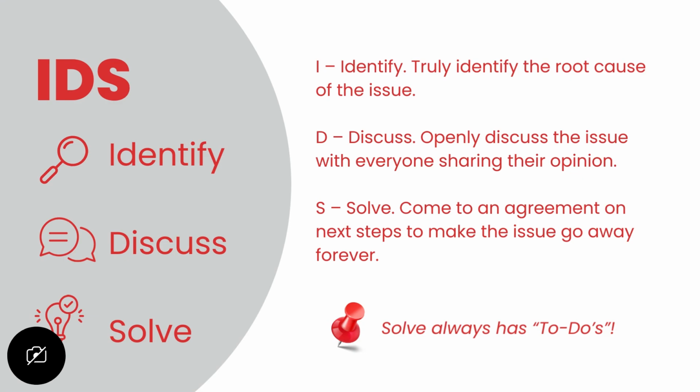And the next S, solve. Solve is where we come to an agreement on how to make the issue go away forever, right? We need to find a solution to these issues. Whenever we solve a problem, most always, it has a to-do. A to-do is an action item that should be completed within 7 days. So, something that has to be done to be able to solve a problem. We can't just solve a problem without an action item.